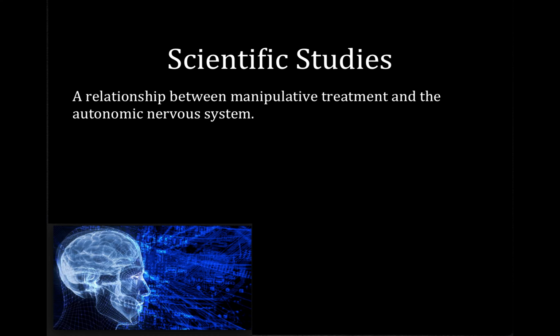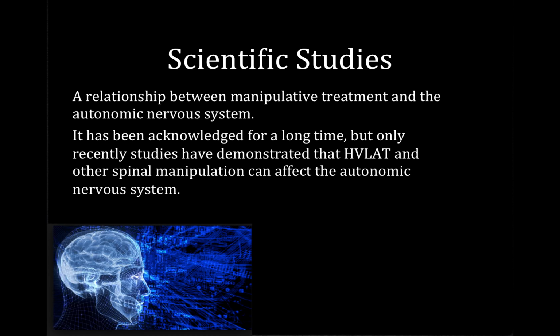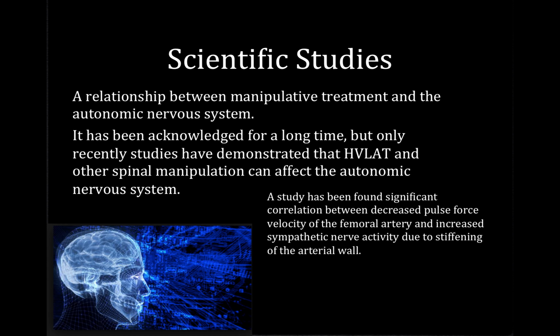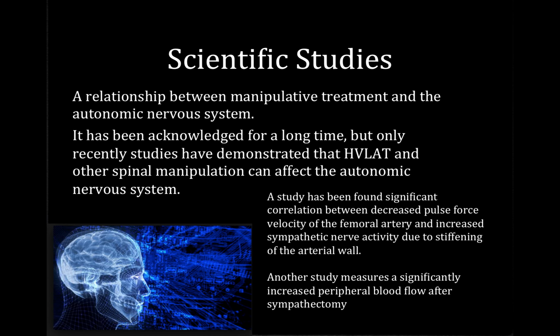Earlier scientific studies have shown that a relationship between manipulative treatment and the autonomic nervous system is present. It has been acknowledged for a long time, but only recent studies have demonstrated that spinal manipulation can affect the autonomic nervous system. Another study has found a significant correlation between decreased pulse wave velocity of the femoral artery and increased sympathetic nervous activity due to stiffness of the arterial wall. Another study measured a significantly increased peripheral blood flow after operation on the sympathetic nervous system.